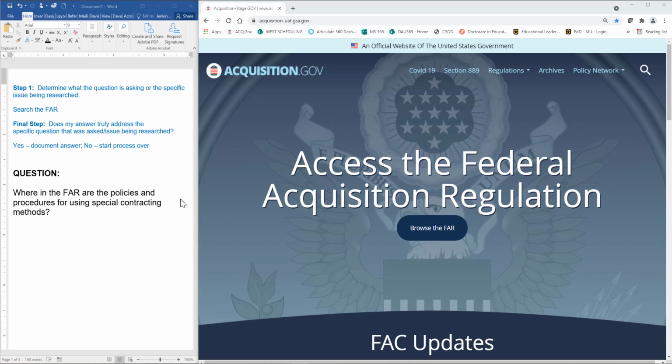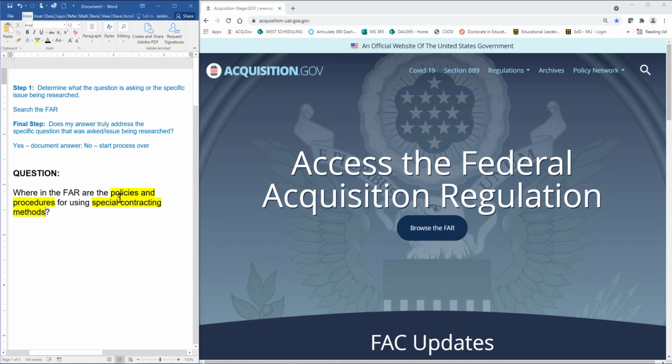Okay, let's take a look at this question. So where in the FAR are the policies and procedures for using special contracting methods? So first let's pull out those parts of this question which are going to be most useful. So obviously we're focusing here on the policies and procedures and specifically about using special contracting methods.